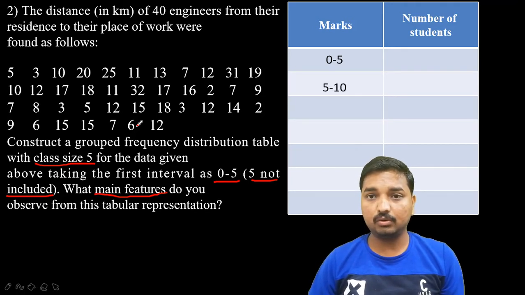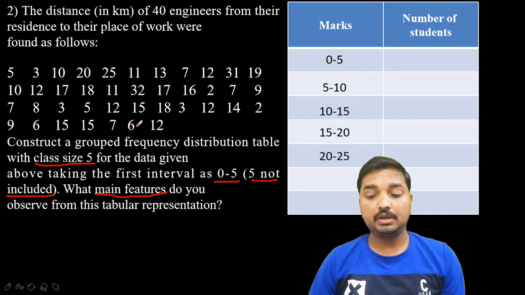Okay, width should be equal to what? 5, the class size. Then 10 to 15, 15 to 20, 20 to 25, 25 to 30, 30 to 35. But I'm going to stop here. This is because, one more thing, to understand how many class intervals I need to write.